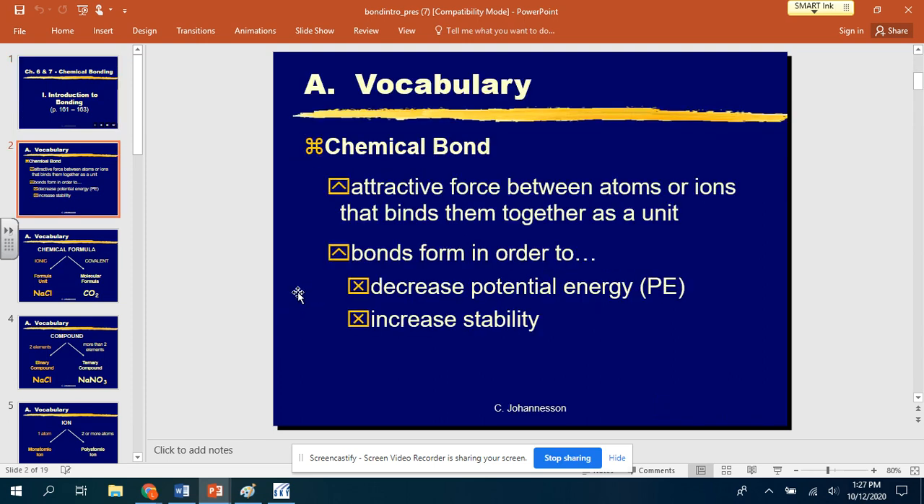Okay, so just a couple of vocab words. Chemical bond should be one of your vocabulary words, so you should already have it. Or if you write it now in your notes, you can just show it to me and you won't have to write it again in your vocabulary. Either way works. Chemical bond is just an attractive force between atoms or ions, and it binds them together as a unit. Don't worry about this second bullet. Mostly you just need the definition for chemical bond, which is this first bullet here.